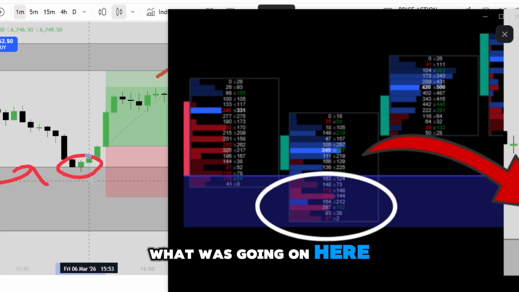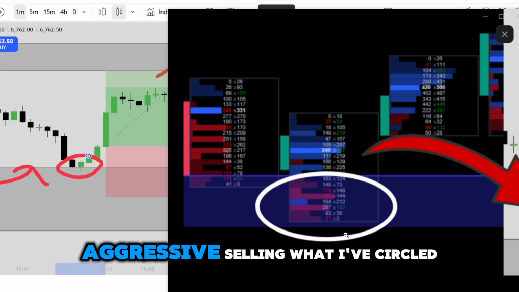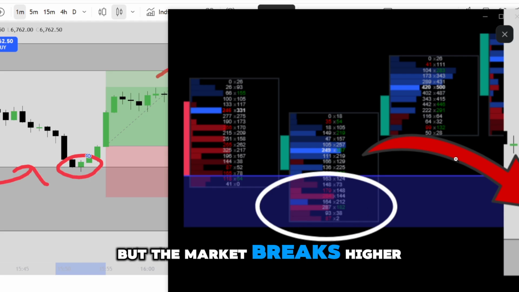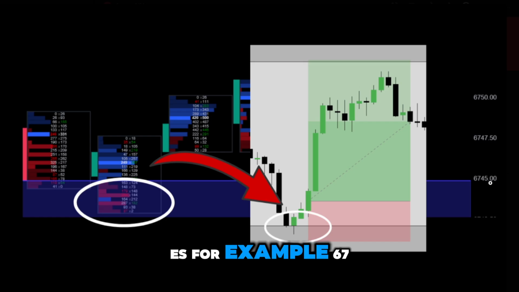What was going on here? So what we can see here again is red delta, right? 87 for 2, 204 for 144. We see a lot of aggressive selling, but the market breaks higher, right? Aggressive selling, what I've circled, but the market breaks higher. That's the image you see over here. So if you look at ES, for example, 67.45, what was going on?